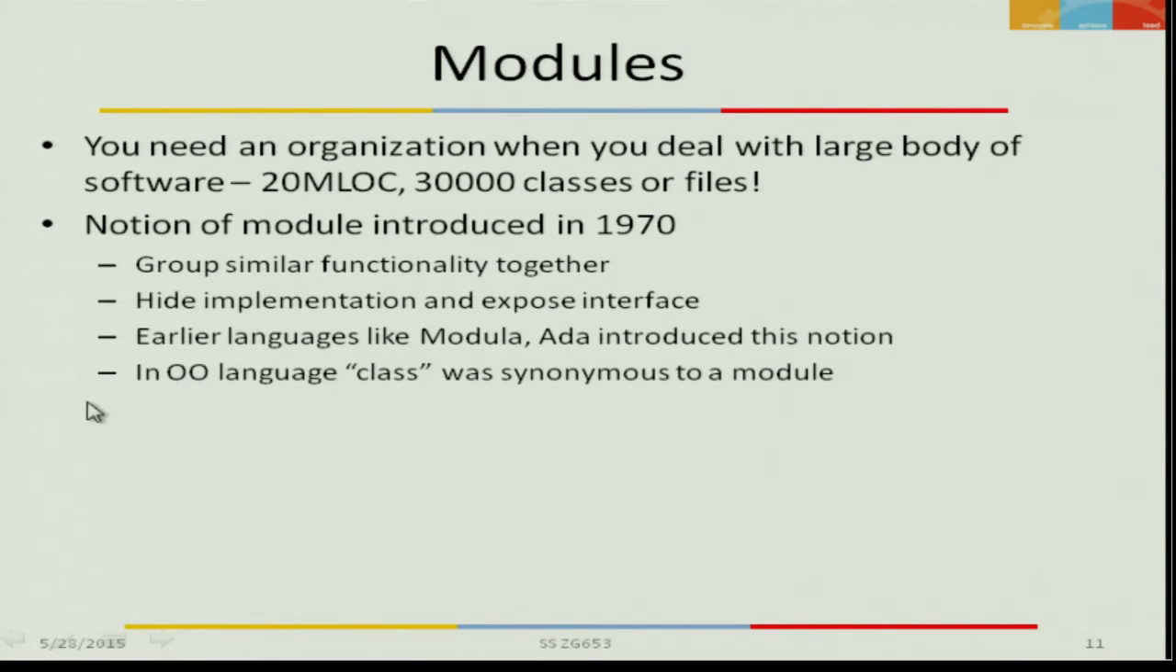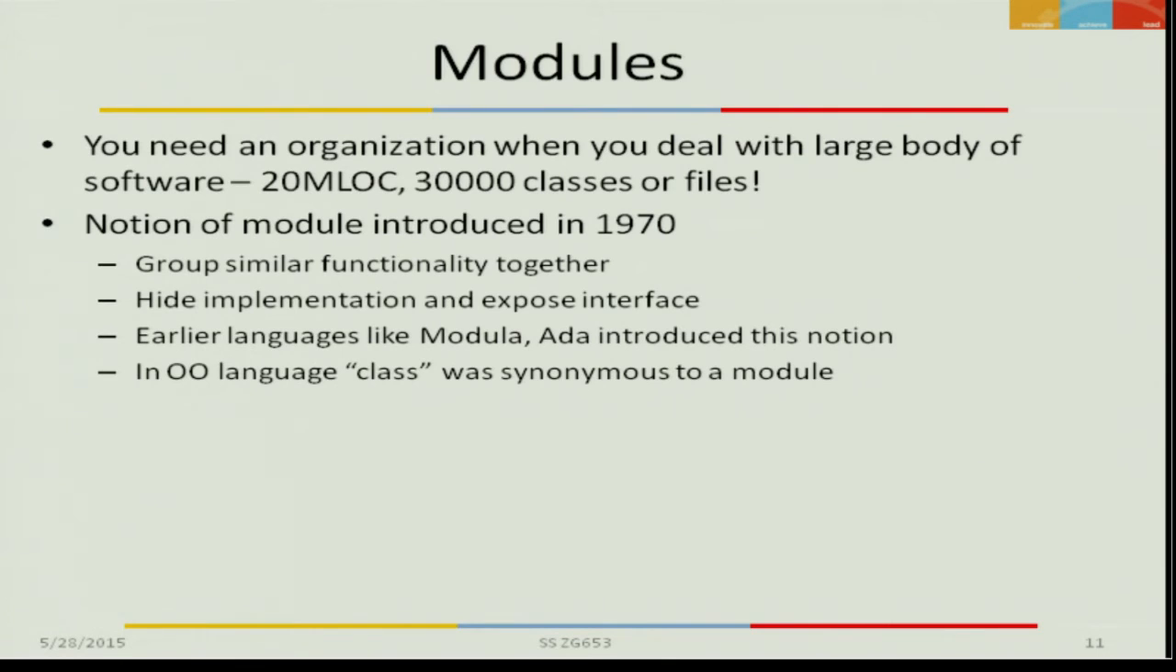In object-oriented languages, class became synonymous with a module, but unfortunately class has become quite fine-grained. As a result, such implementation and interface, though it exists at a class level, becomes quite tricky sometimes, because if the class is quite fine-grained, then the whole purpose of modular design, where the number of modules would be much less, is lost. In that example of 20 million lines of code, maybe the number of modules could be around 200 or 300, not more than that, maybe 400.